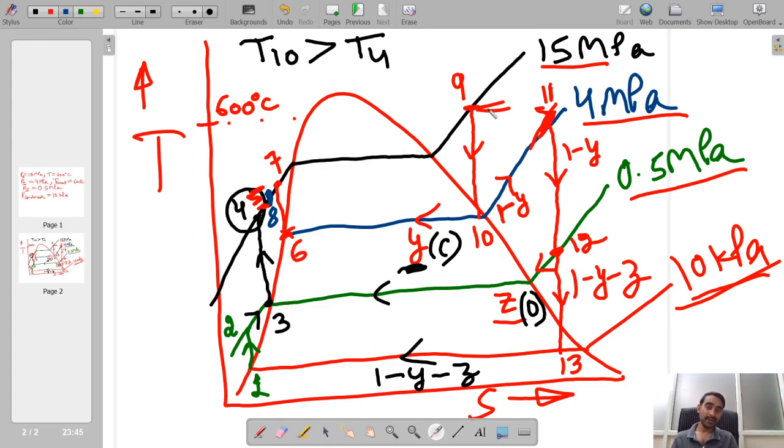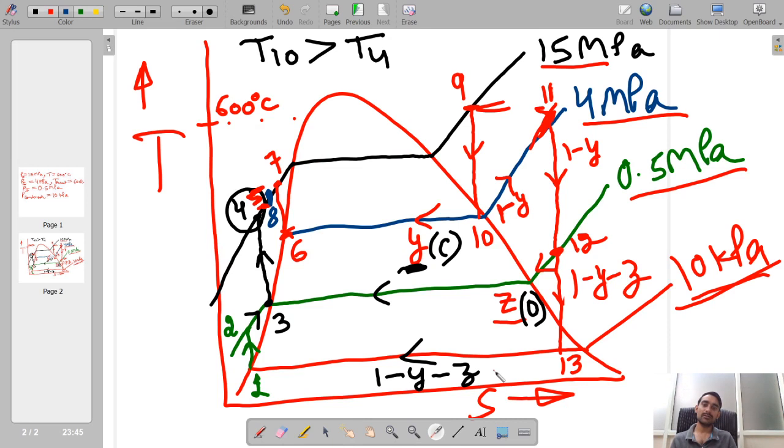Okay, so over here if you try to see what I have done, without even plotting the schematic representation, I have directly plotted this TS diagram, just by reading the statements and knowing the different conditions of pressures and temperatures.